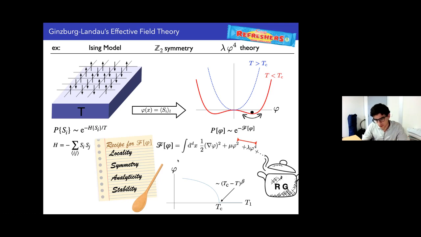He's telling us, look, you should just invoke the following four principles. The first is locality: the free energy should be an integral over space of the free energy density, a function of the field phi and maybe the first gradients of phi. Second, all the symmetries of your microscopic model should be built in. For instance, here the Z2 symmetry translates into an even energy density functional, phi goes to minus phi. You also have translation invariance, which is built in.